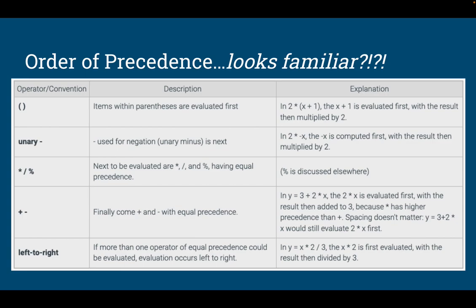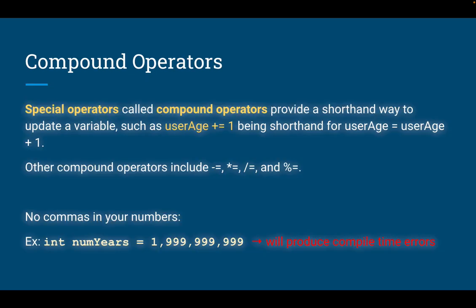Okay. All right, special operators. We talked about this earlier. This is shorthand or compound operators. User age plus equals 1 is basically shorthand for user age equals user age plus 1. Okay, it just saves time in writing your code. You have other compound operators like minus equals, multiply equals, divide equals, and modulus equals.